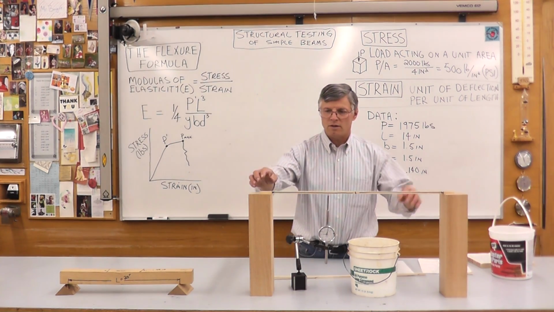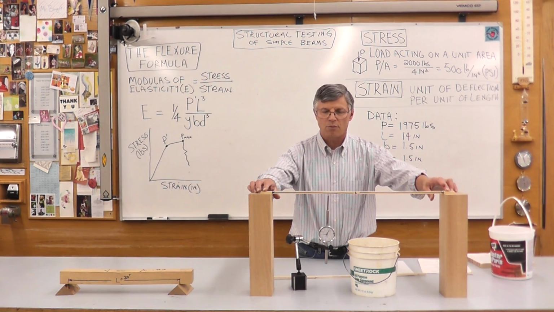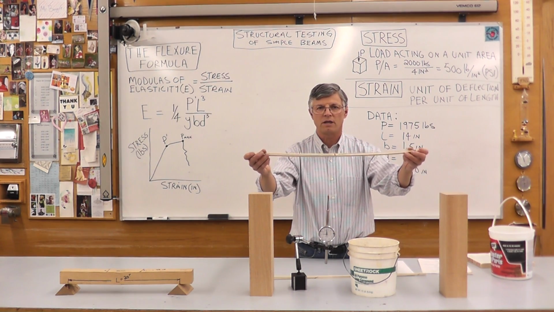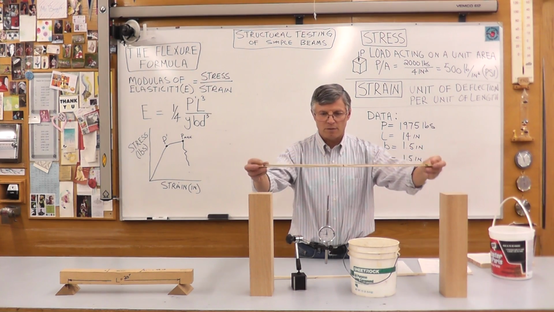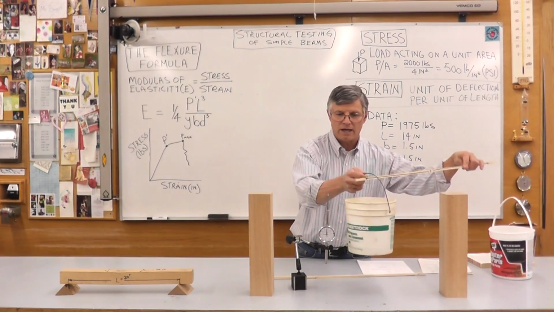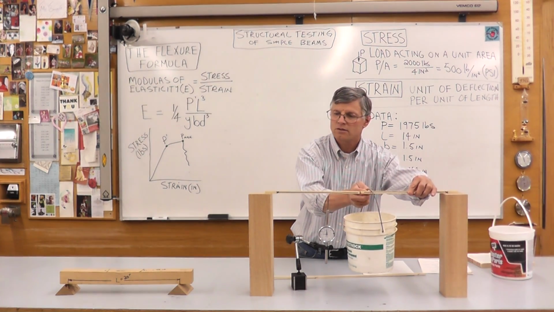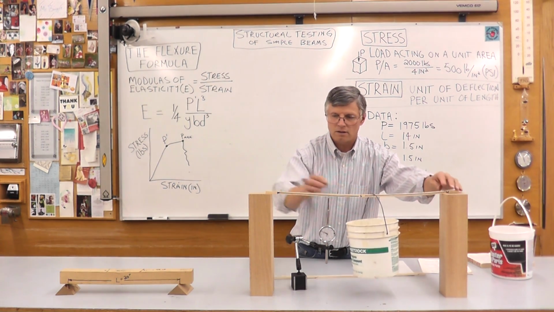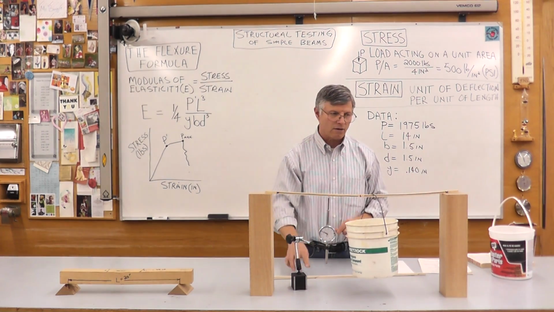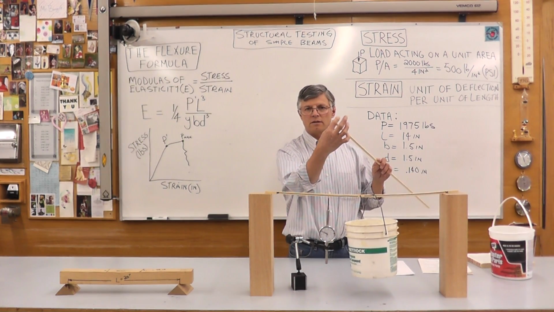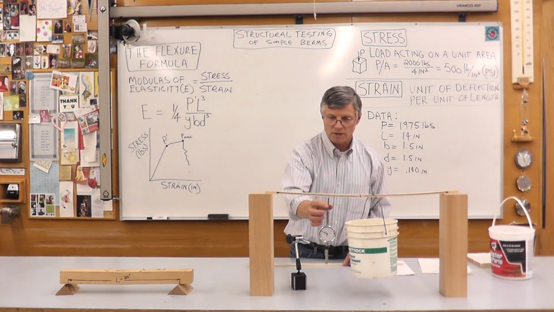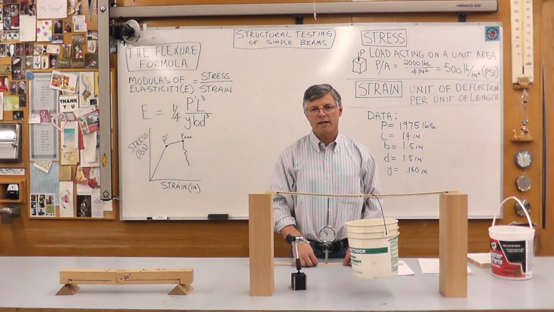If you're doing this in a classroom setting, you'll be given a simple beam like this. This happens to be a number 2 Doug fir beam. You'll use a bucket of sand like this to load it, which is probably going to be the easiest. You'll set up a system like this, and with your dial caliper you'll get the width of the beam, the depth of the beam, and the length of the beam, and then you'll use a dial indicator to get the deflection.